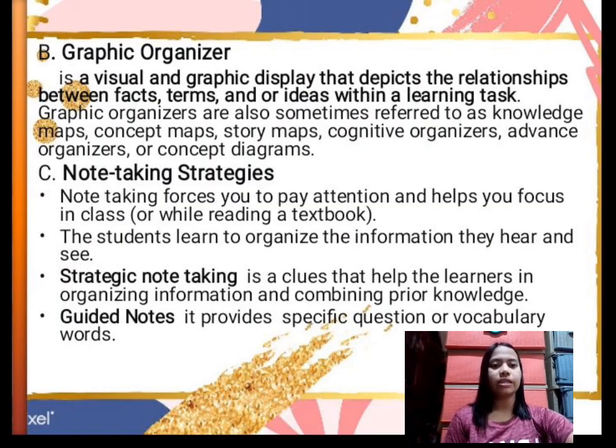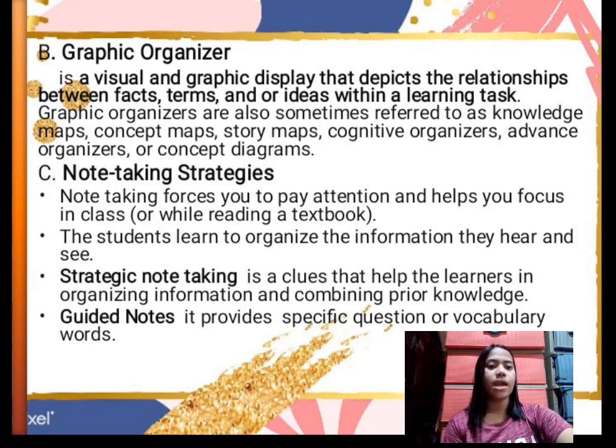Letter B, graphic organizer, is a visual and graphic display to depict the relationship between facts, terms, or ideas within a learning task. Graphic organizers are also sometimes referred to as knowledge maps, concept maps, story maps, cognitive organizers, advanced organizers, or concept diagrams. Letter C, note-taking strategies.